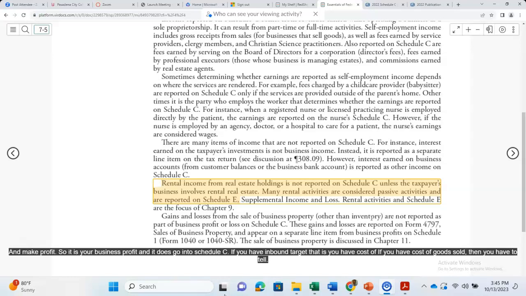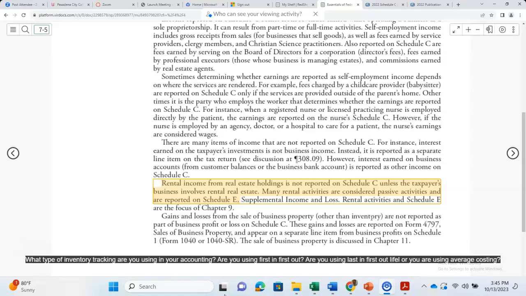If you have inventory, that means you have cost of goods sold. If you have cost of goods sold, then you have to tell what type of inventory tracking you are using in your accounting. Are you using first in, first out, FIFO? Are you using last in, first out, LIFO? Or are you using average costing? Or a specific identification method? Specific identification methods are for those types of inventory that you can specifically track.